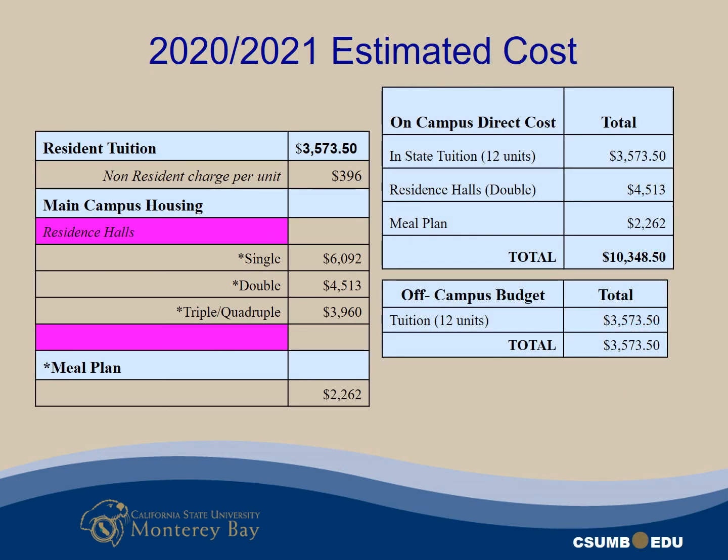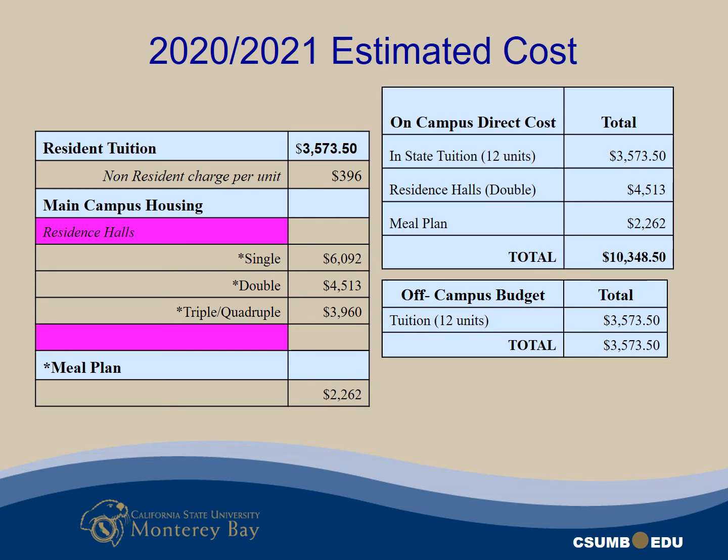As I previously mentioned, here at CSUMB, we charge per semester. Here's a little breakdown of what you're expecting for your estimated costs. On the left-hand side, you will see as a resident, your tuition will be $3,573.50. If you're non-resident, then you'll be charged per unit, which is $396.